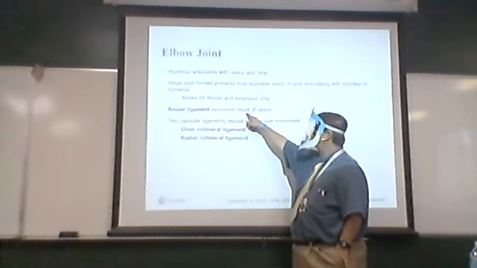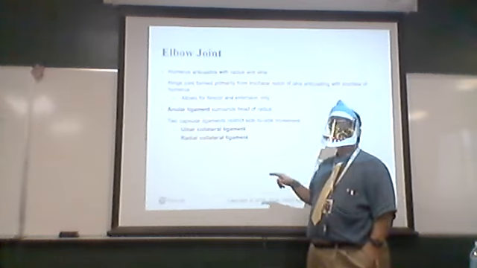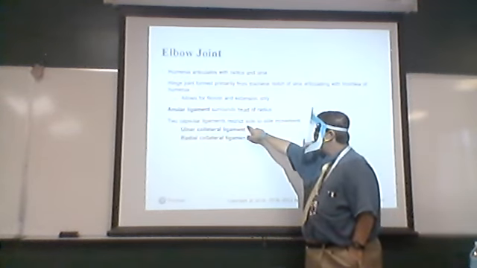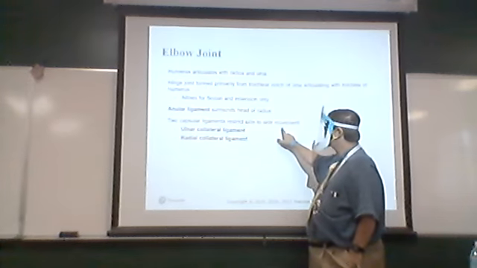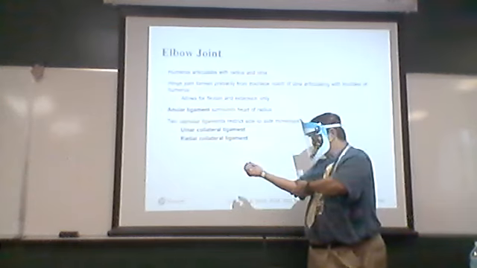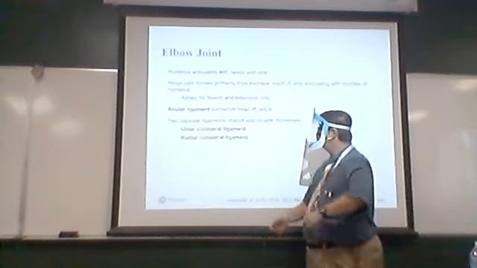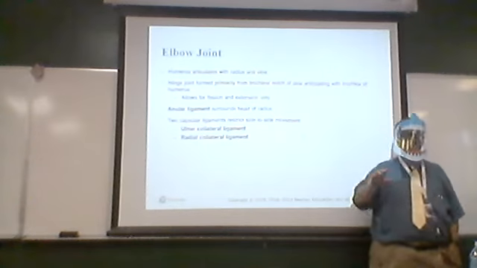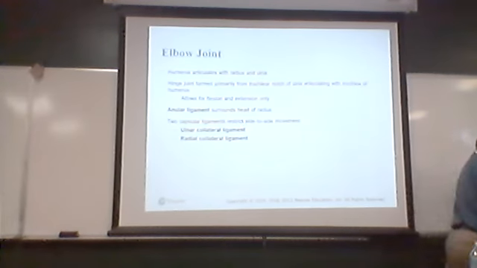There is a ligament that holds the head of the radius in place. It's called the annular ligament. The two ligaments that restrict side-to-side movements, that stop the elbow from moving this way or this way, are the ulnar collateral ligament and the radial collateral ligament.